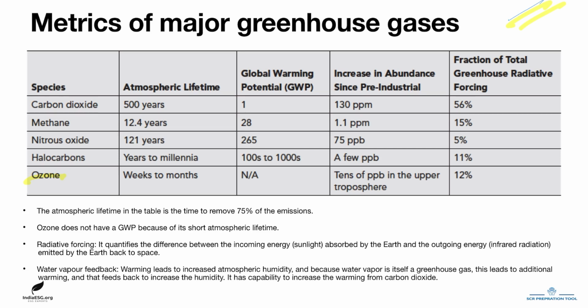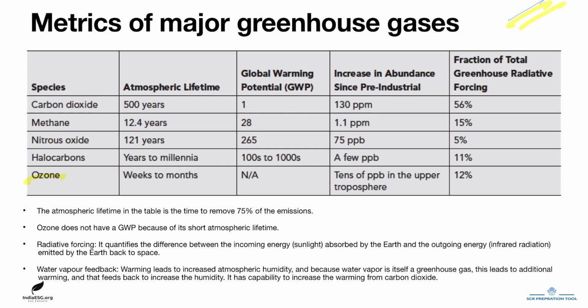A warmer atmosphere can hold more water vapor. Thus an initial warming leads to increased atmospheric humidity, and water vapor itself is a greenhouse gas, so this leads to additional warming. So that feeds back to the increase in humidity. This is an important process in our atmosphere, and it has the capacity to amplify the warming. It can lead to double or even triple the warming which we get from carbon dioxide.